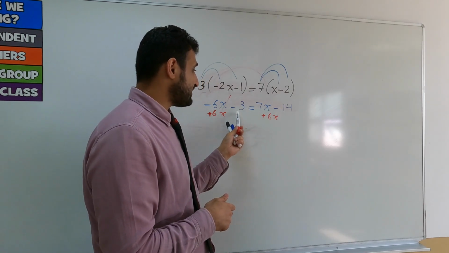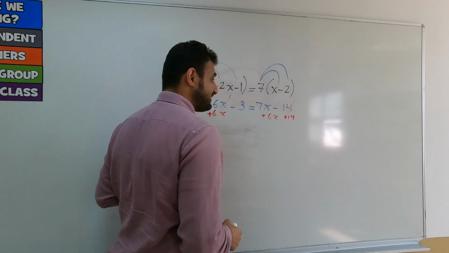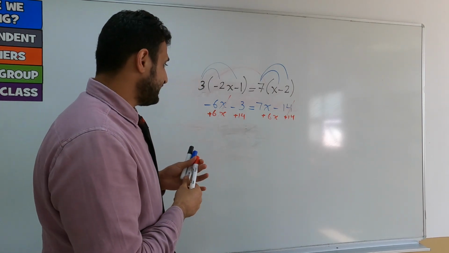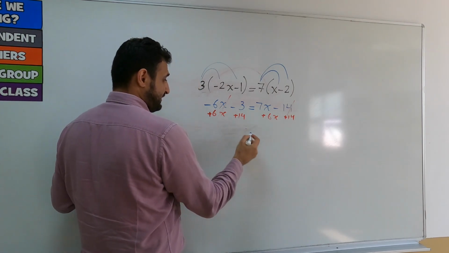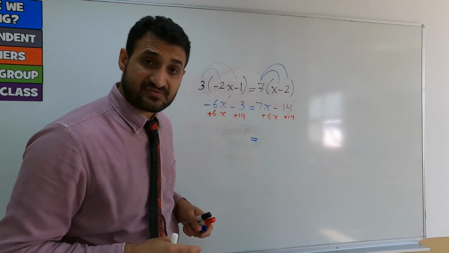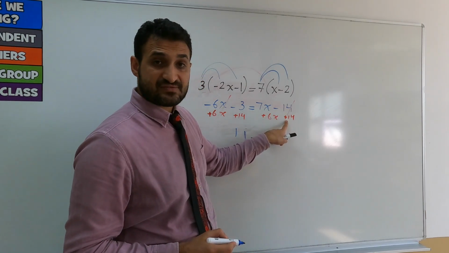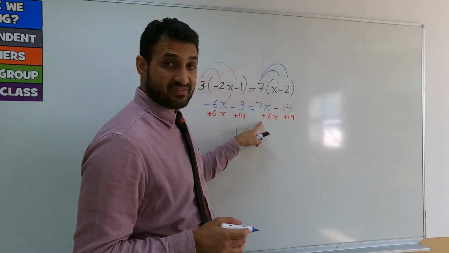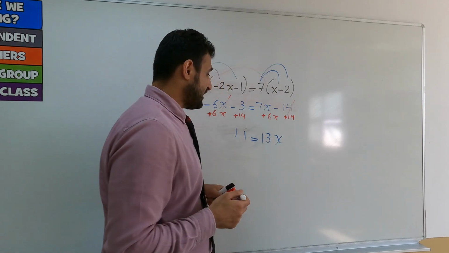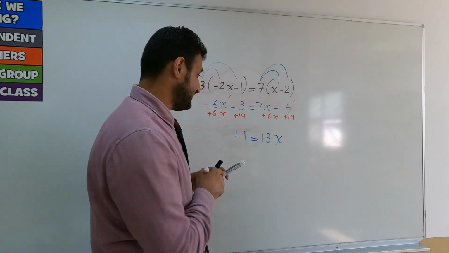So either I move it to the other side and it will be positive, or I just write plus 14 because I want to eliminate it. And plus 14 here under the number negative 3. Now I have negative 6x plus 6x is already eliminated. Negative 3 plus 14, 11. Negative 14 plus 14 is eliminated already. I just want the variable 7x plus 6x, 13x. Now since x is already multiplied by 13, I should divide both sides by 13.